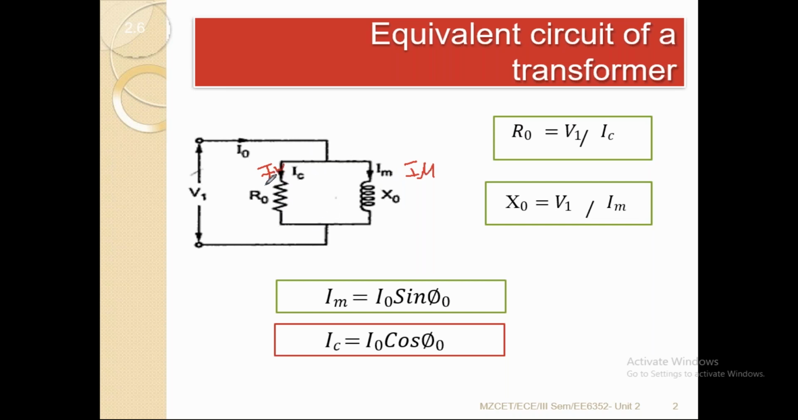Now, from this simplification, we need to find R naught and X naught. When we apply the supply voltage to the primary, the no load current flows, and this current is responsible for delivering the current to R naught and X naught. First of all, we need to find R naught and X naught. R naught is equal to V1 divided by IC or IW, and X naught is equal to V1 divided by IM. Here IM is I naught sin phi naught, and IC is I naught cos phi naught. These are the initial calculations you need to solve.